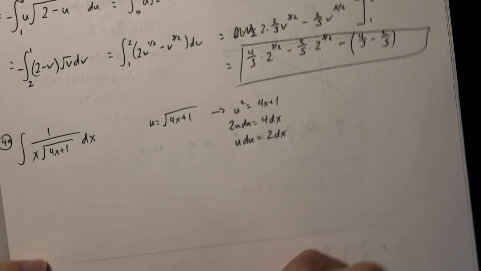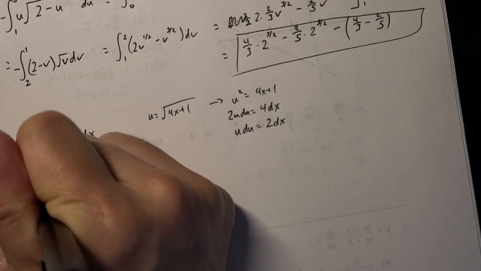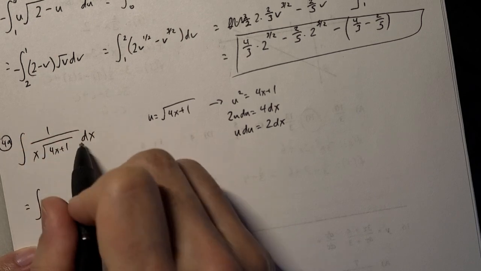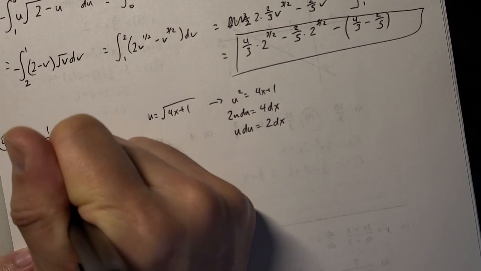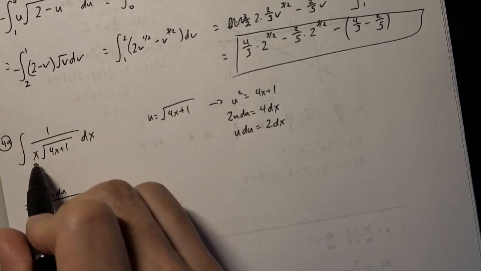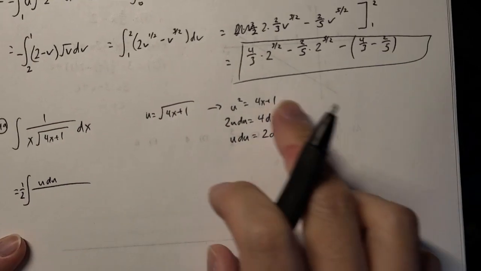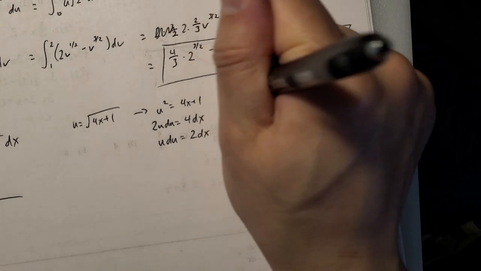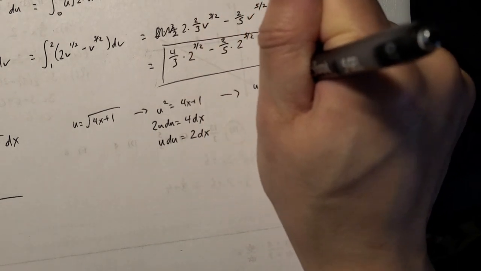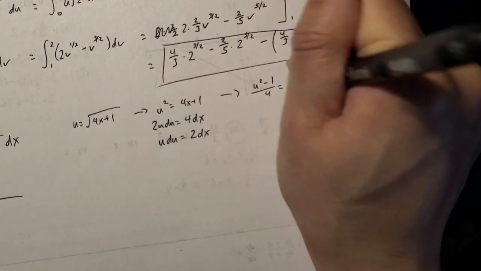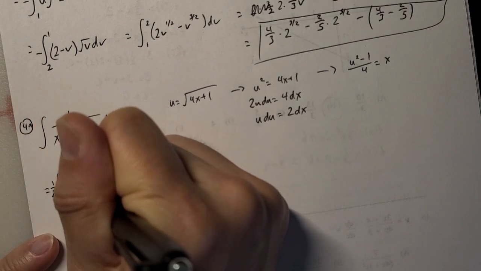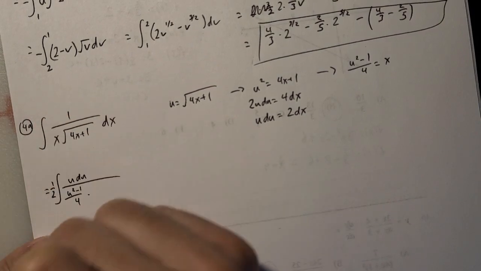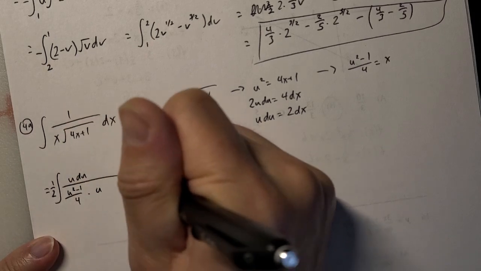Okay, so let's substitute. dx is half u du. What is x? x would be, we can get it from here, u squared minus 1 over 4, it would be x. So u squared minus 1 over 4 times square root, which is just u. Okay?